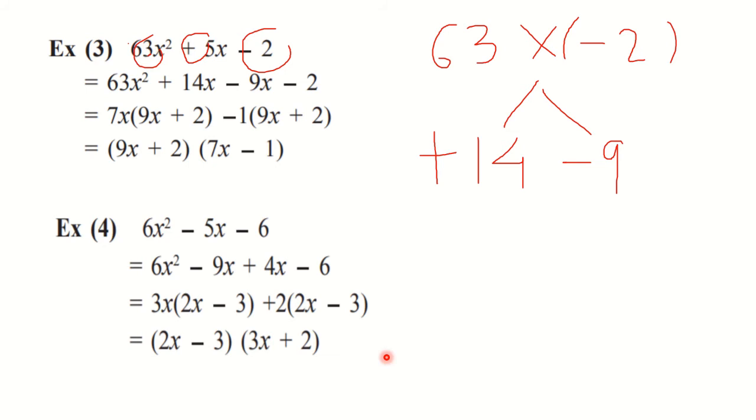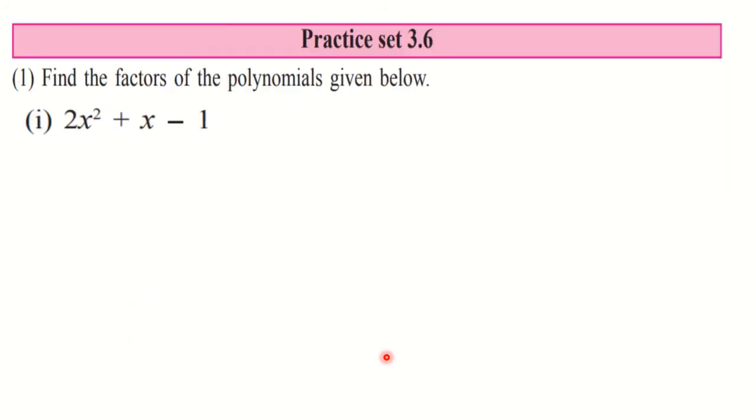In the beginning I gave you all the expansion formulas: a plus b the whole square, a minus b the whole square, a square minus b square. All these formulas are very helpful here. We have to use them. Okay. Now let us move towards the last exercise of this chapter, that is practice set 3.6.